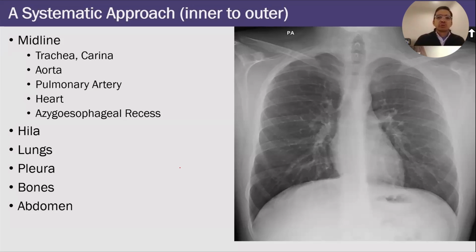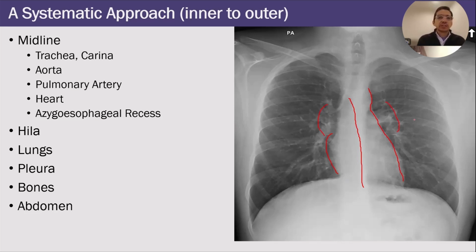So what I do, and again, it's not important that you follow my approach, is I start with the midline structure, so the trachea, and we'll look at all of these in detail. The trachea and the carina, the aorta right here, the pulmonary artery, then the heart, then the azygoesophageal recess, then the hilar right here, and then I look at the lungs themselves.